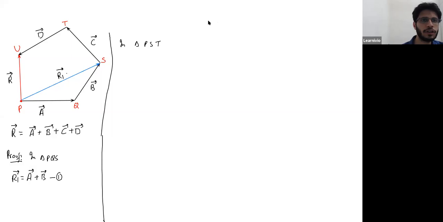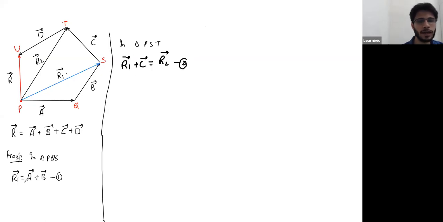So I can draw a resultant vector from S to T. This is the resultant vector, R2. So in triangle PST, R2 is the resultant vector. So you can write that R1 plus C is equal to R2. That's equation number 2. And here R1 is A plus B.